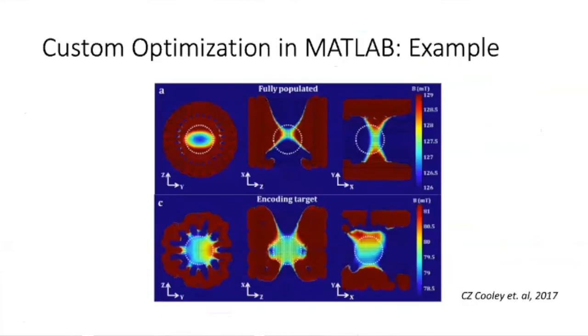So for this paper, where Clarissa Zimmerman-Cooley was the first author, we were working on trying to create a portable magnet, made only of permanent magnets, that was lightweight, but we needed it to have a specific field. And so if you just put a bunch of permanent magnets together and try and create a field, you're not going to get something very homogeneous. You're not going to have something that's good for imaging.